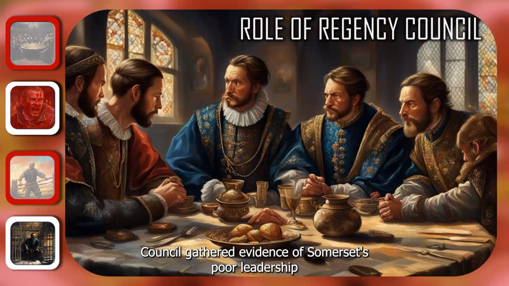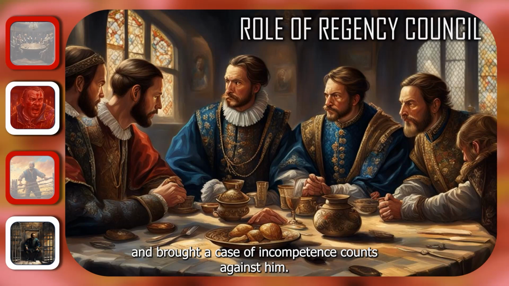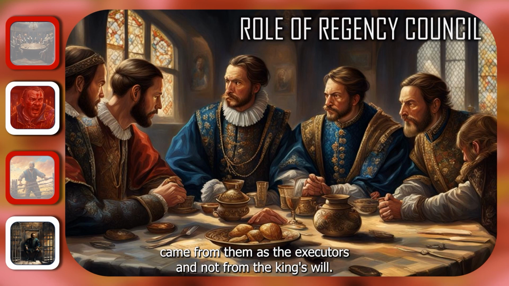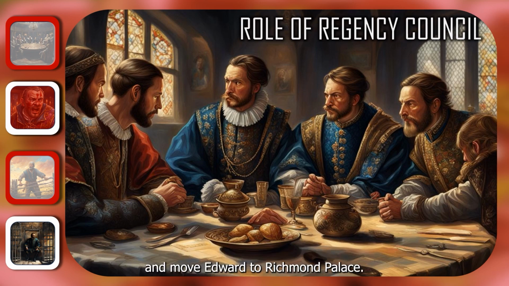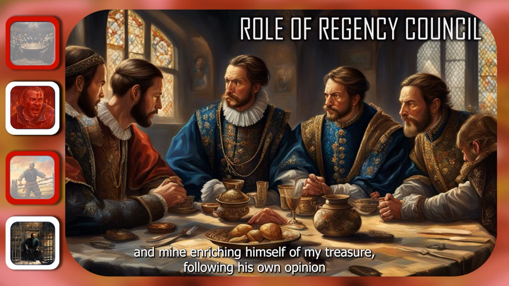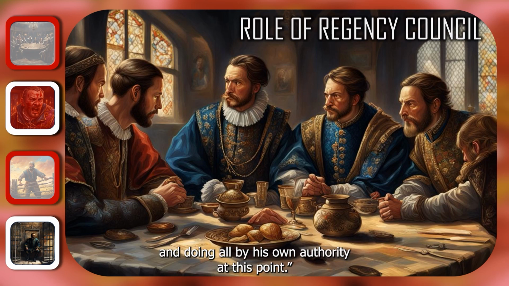Meanwhile, the Regency Council gathered evidence of Somerset's poor leadership and brought a case of incompetence against him. As part of this, they stated that Somerset's power as Lord Protector came from them as the executors, and not from the king's will. By the 11th of October, they were able to arrest Somerset and move Edward to Richmond Palace. In his diary, he denounced his uncle's behavior, describing, quote, his ambition and vainglory, entering into rash wars in mine, enriching himself of my treasure, following his own opinion, and doing all by his own authority.